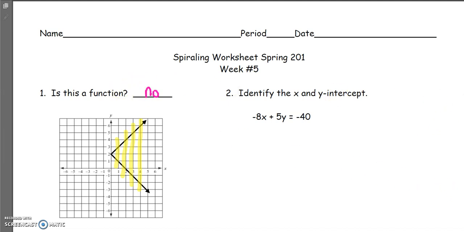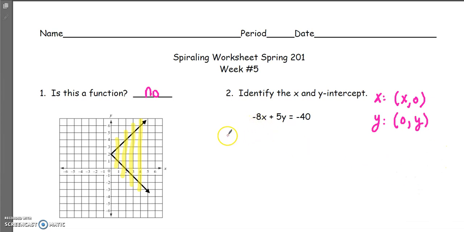Number 2 is asking to identify the x and the y intercepts. Remember, my x-intercept will be whatever my x value is, but my y value will always be a 0. For my y-intercept, it'll be the opposite. The 0 will always be my x, and then I'll have whatever the y value is.